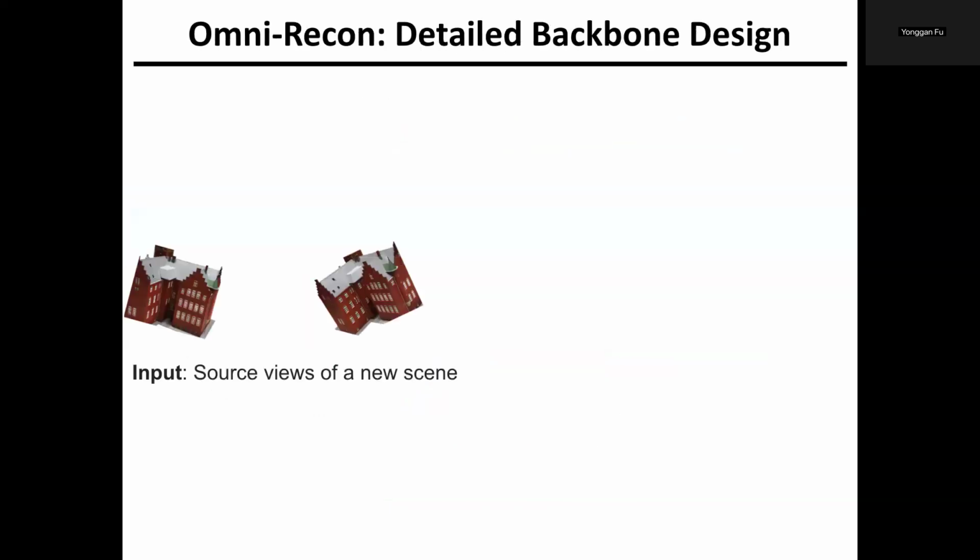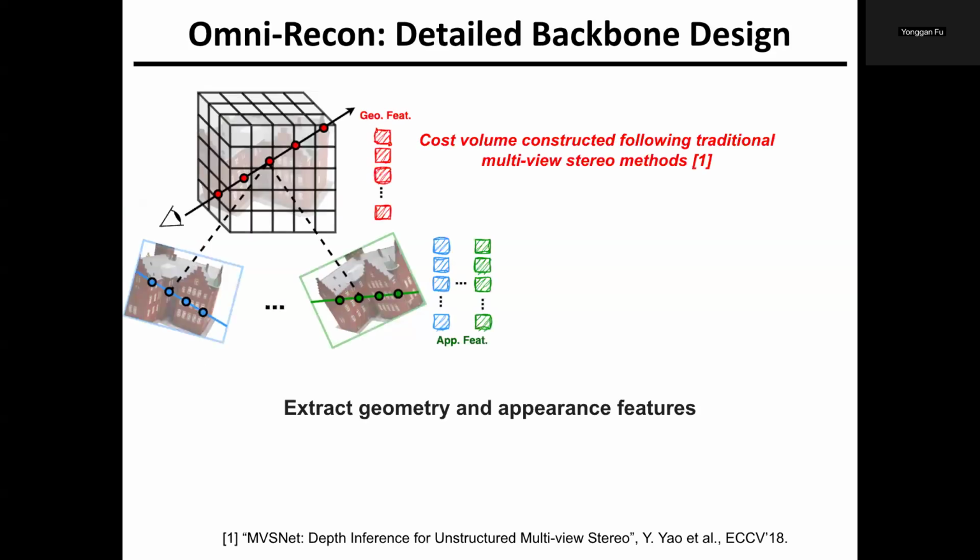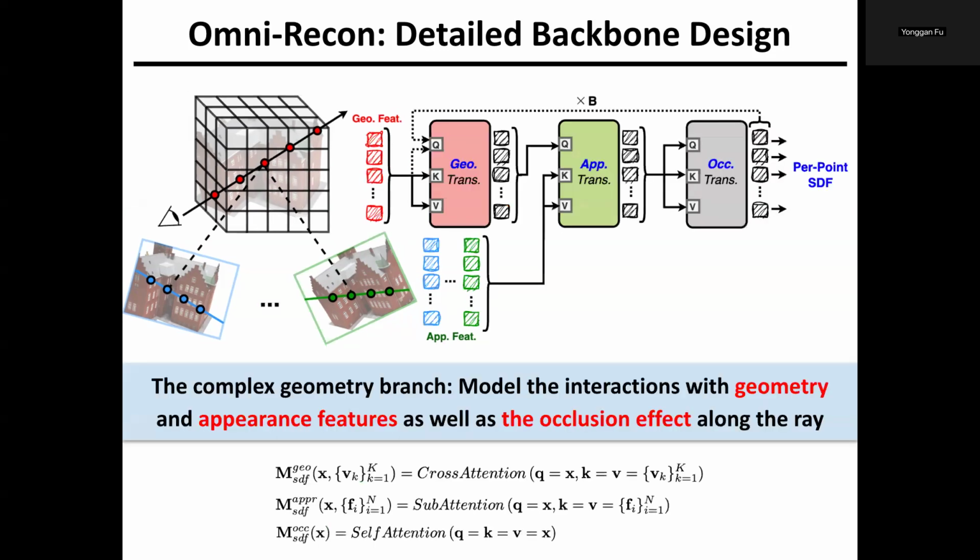to 3D. Next, we will briefly show some details about our Omni-Recon's backbone design to see how we implement the aforementioned insight. Given the 2D source views of a new scene, we will extract geometry features by constructing a coarse volume using MVS methods and extract appearance features using a CNN. The two features will be further processed by a complex geometry branch composed of 3 transformers, which models the interaction with the geometry and appearance features, as well as the occlusion effect along the ray, respectively.